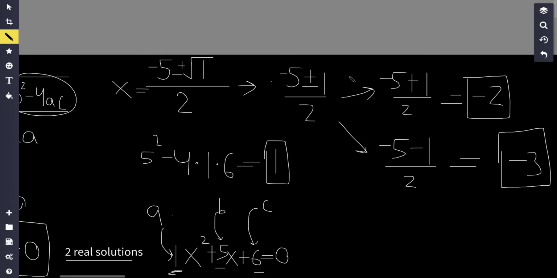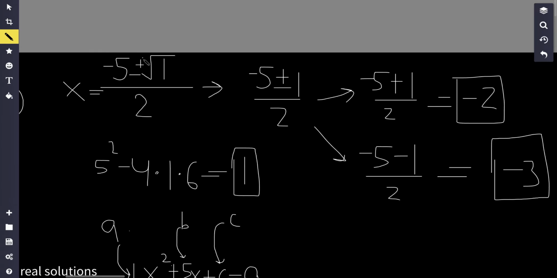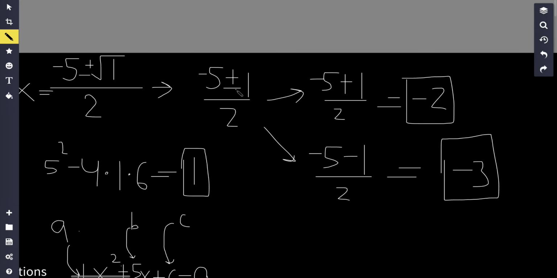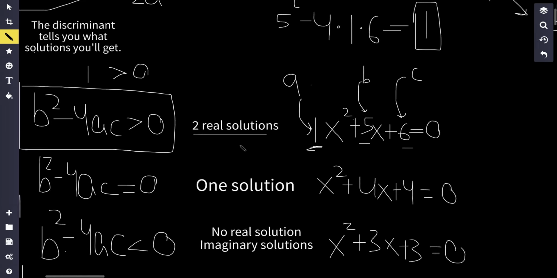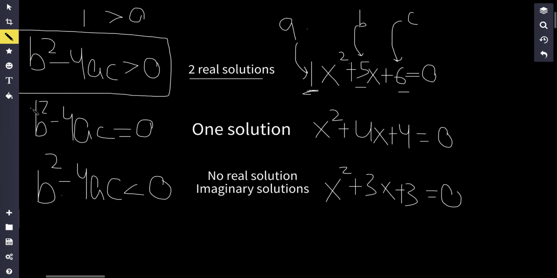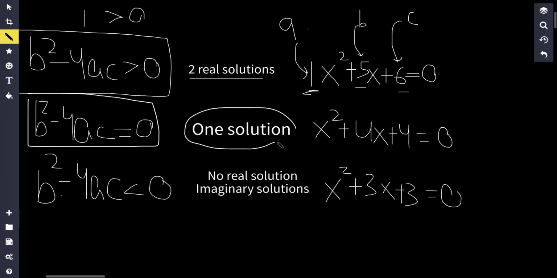This is the exact same thing that happened with this example. The square root of a positive number, a number that's greater than 0, is going to be a real number. So we're either going to get negative 5 plus that real number, or in this case, negative 5 minus that real number. And we got two real solutions for this. Now, if your discriminant is equal to 0, you're going to have only one solution.